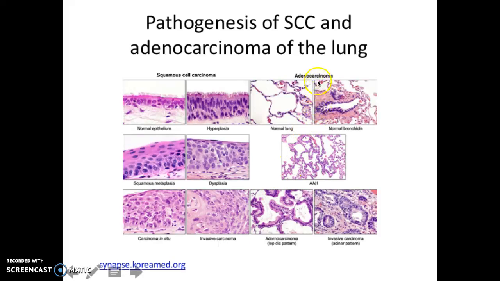Meanwhile, for adenocarcinoma, this is the normal alveoli and this is the normal bronchiole, and there is a term called atypical adenomatous hyperplasia, and this is a precursor for adenocarcinoma, and that will lead to adenocarcinoma with lipidic pattern, or eventually can evolve into invasive carcinoma of acinar pattern, and this is a classical adenocarcinoma.